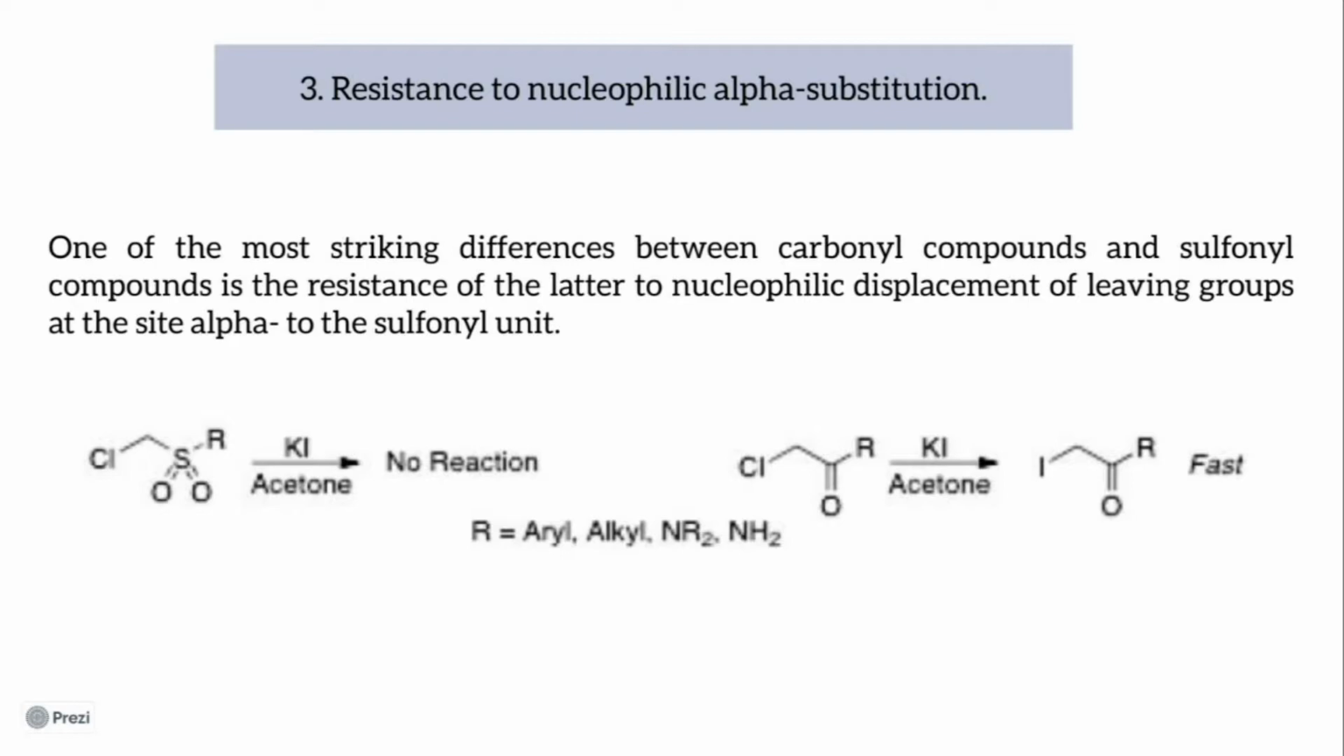The effect is easily demonstrated by comparing the reaction of alpha-chlorosulfonyl compounds and alpha-chlorocarbonyl compounds with potassium iodide in acetone. Scheme number 3 explains that the sulfonyl compounds are essentially unreactive, whereas the carbonyl compounds are readily substituted.